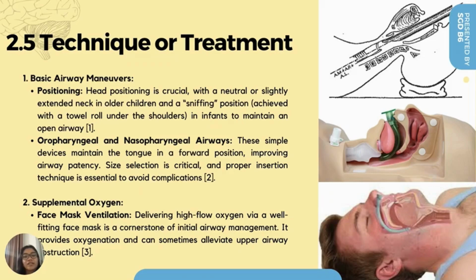Next is oropharyngeal and nasopharyngeal airways. These simple devices maintain the tongue in a forward position, improving airway patency. Size selection is vertical, and proper insertion technique is essential to avoid complications, which can be seen on the screen as well. The second image is an oropharyngeal airway, and the third is a nasopharyngeal airway. Besides the basic airway maneuvers, we can also give supplemental oxygen, such as face mask ventilation. Delivering high flow oxygen via a well fitting face mask is a cornerstone of initial airway management. It provides oxygenation and can sometimes alleviate upper airway obstruction.